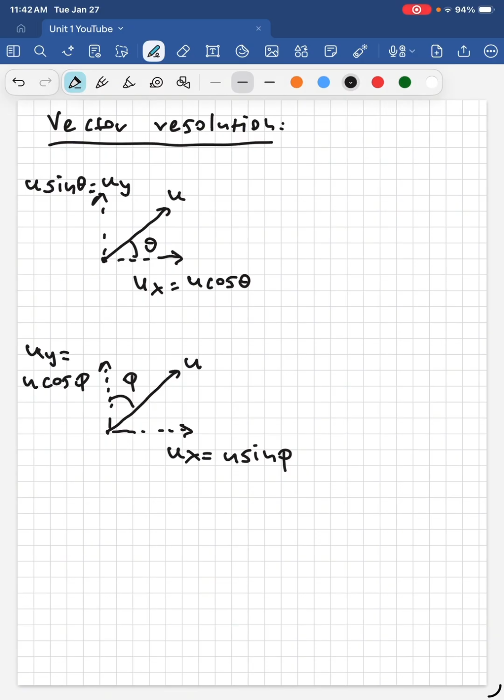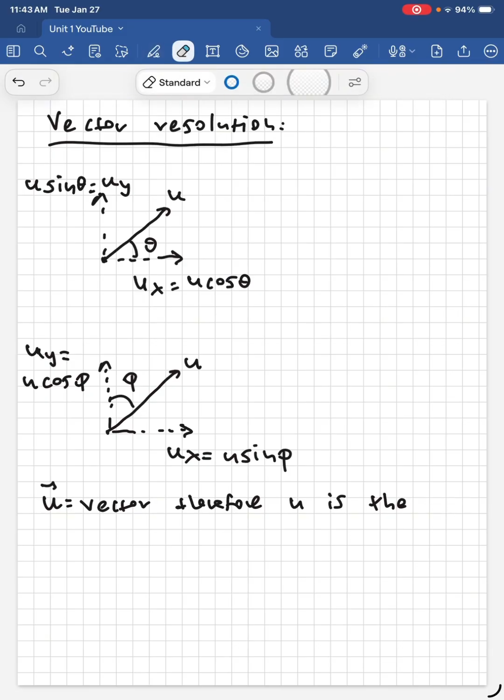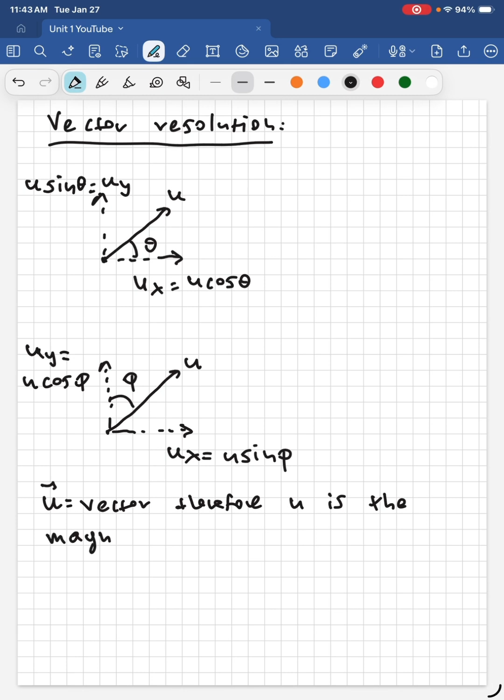I'm silently assuming that u is a vector, therefore u is the magnitude. I'm sorry, u is the magnitude in what you see here, in this page.